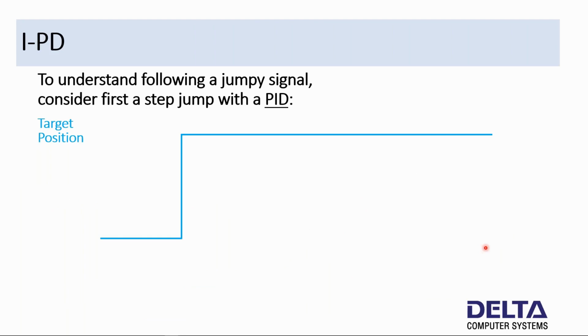So to help understand a jumpy signal, it helps to just consider a step jump, and we'll start looking at it with a PID. And I'm sure many of you have heard me preach that we don't talk about step jumps with PID and high performance motion control, but today we're talking about lousy systems, so we'll have to put up with it.